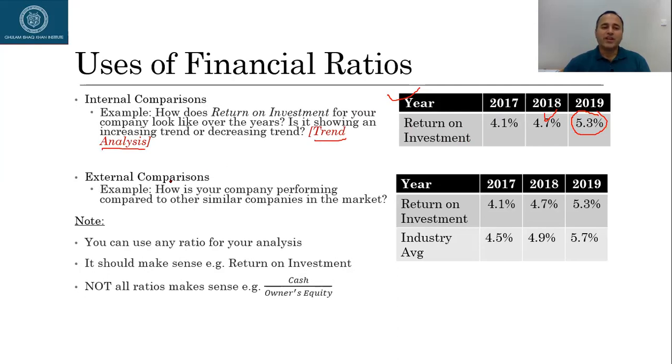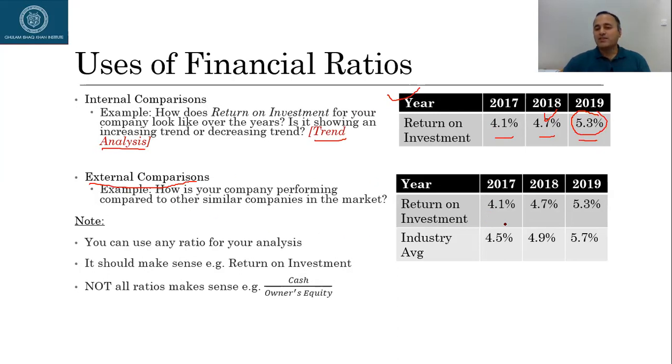Financial ratios can also be used for external comparisons. And whenever we are talking about external comparisons, normally you compare the financial ratios with the industry. So for example, internal comparisons suggest that the company's return on investment is increasing year by year, which is great. It means that your company is moving in the right direction. You're making more money compared to last year.